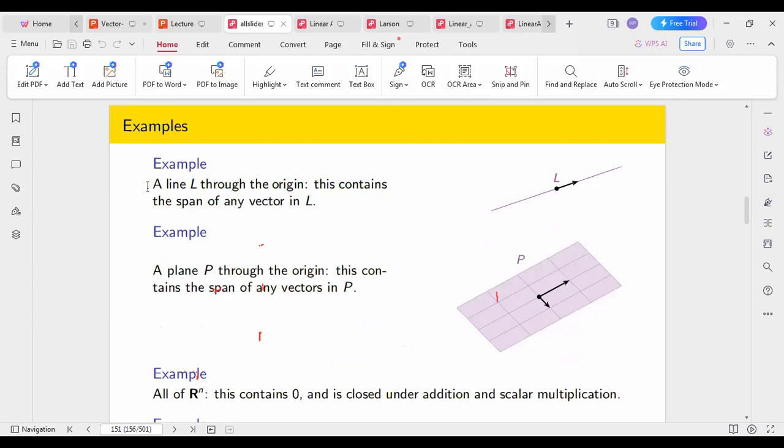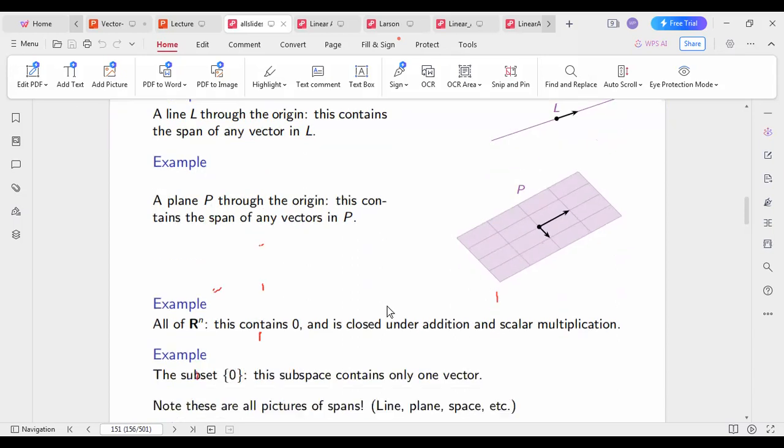Now, an example of a subspace. Suppose a line L through the origin. This contains the span of any vectors in L. That means all the lines joining through this L will be the span. For example, suppose this is a plane P through the origin, and it contains the span of any vectors in P. So this L lies wholly in P. This is why it contains the span of any vectors in P.